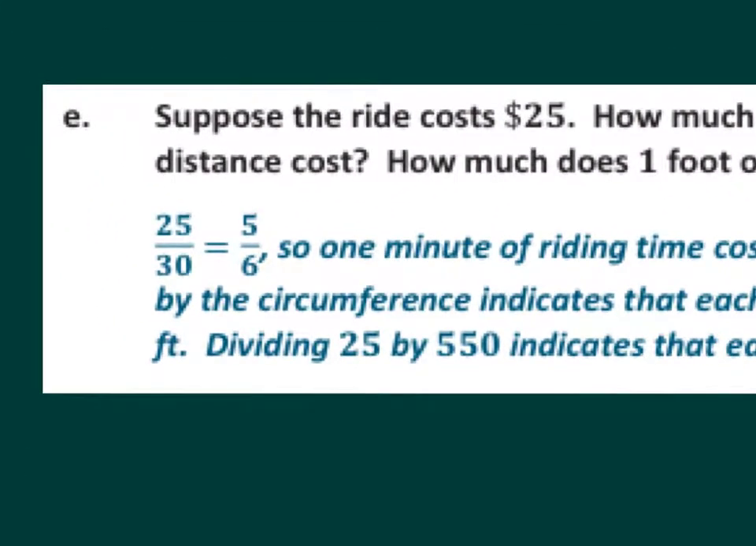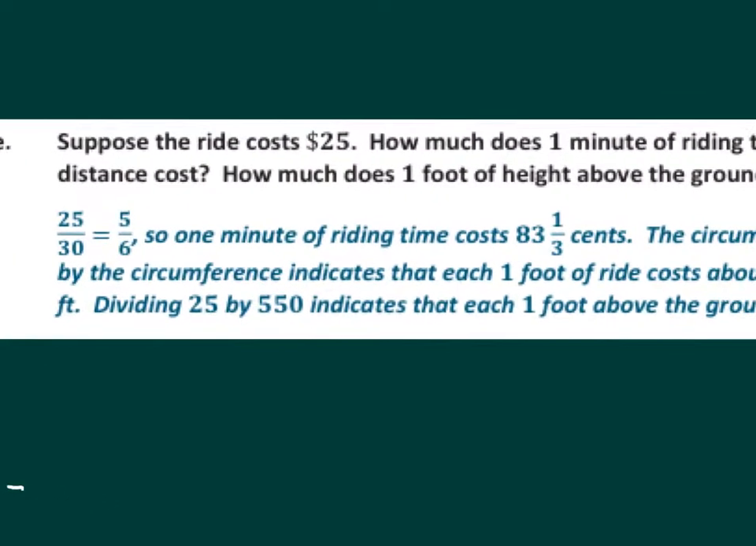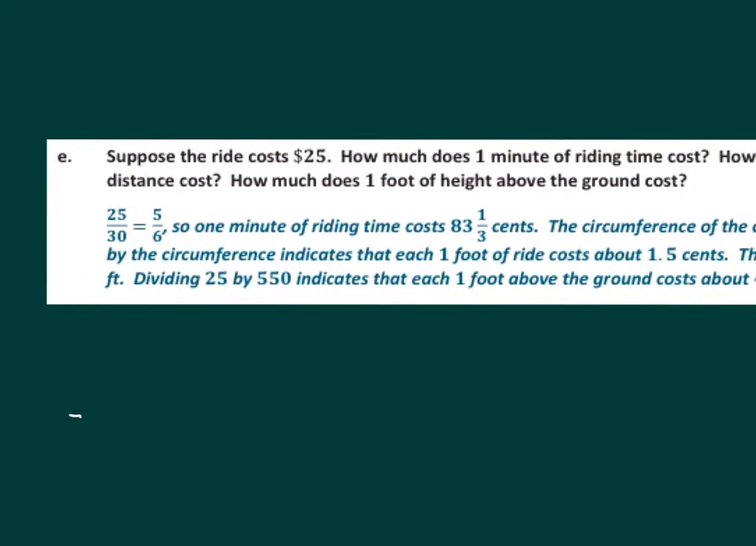For 2e, suppose the ride costs $25. How much does 1 minute of riding time cost? How much does 1 foot of riding distance cost? And how much does 1 foot of height above the ground cost? Okay. Well, in this problem, they've done 25 over 30, which equals 5 over 6. So 1 minute of riding time costs 83 1/3 cents.